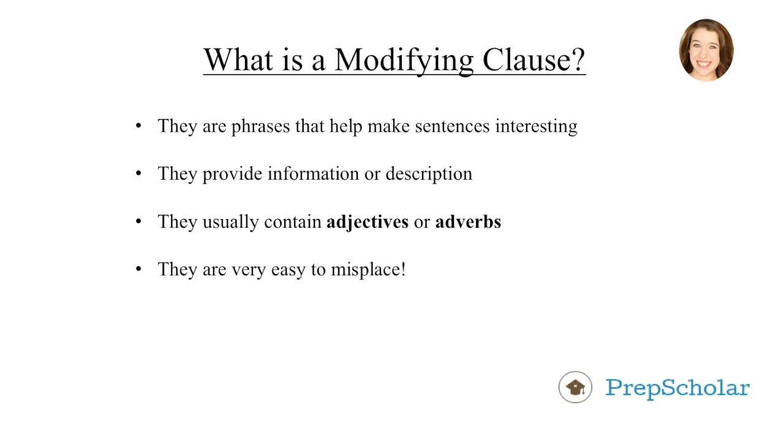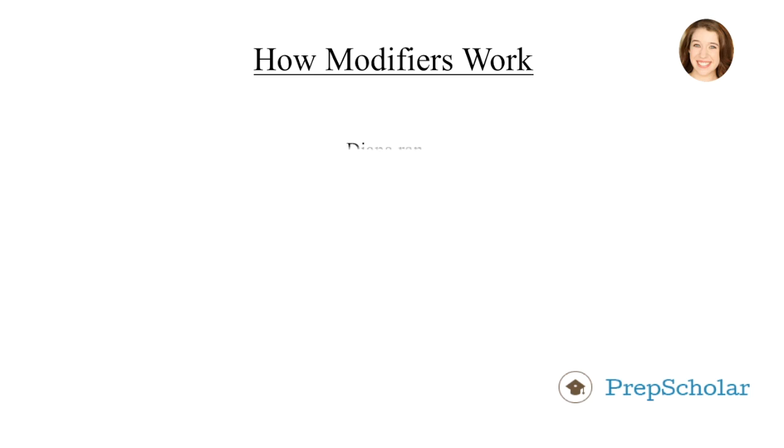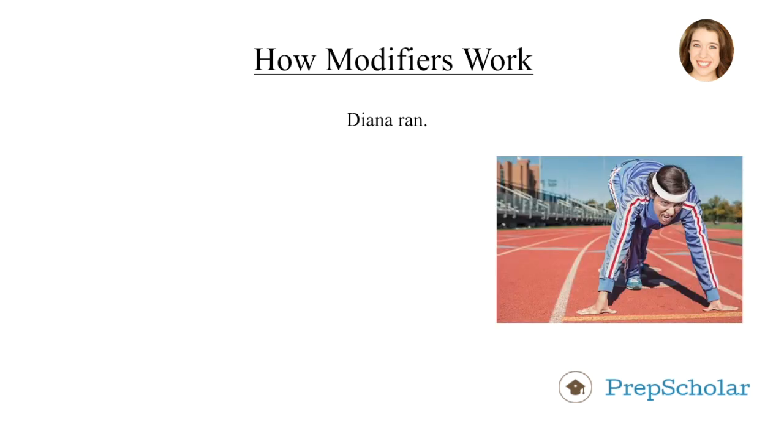They are very easy to misplace, and this is the important part. So let's take a closer look at that part of modifiers by asking how modifiers actually work. We'll take a look at this sentence. Diana ran. We've got a subject, Diana, and a verb, ran. That's it. We just have Diana running. There's nothing else to this sentence.